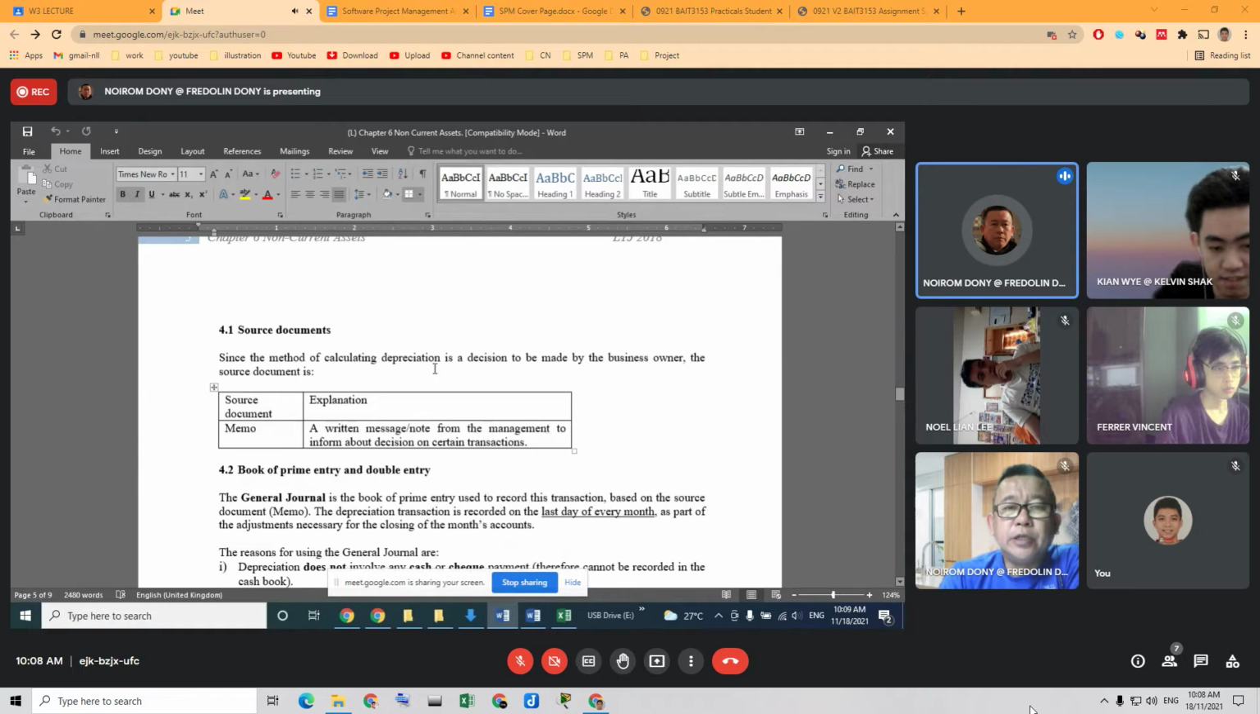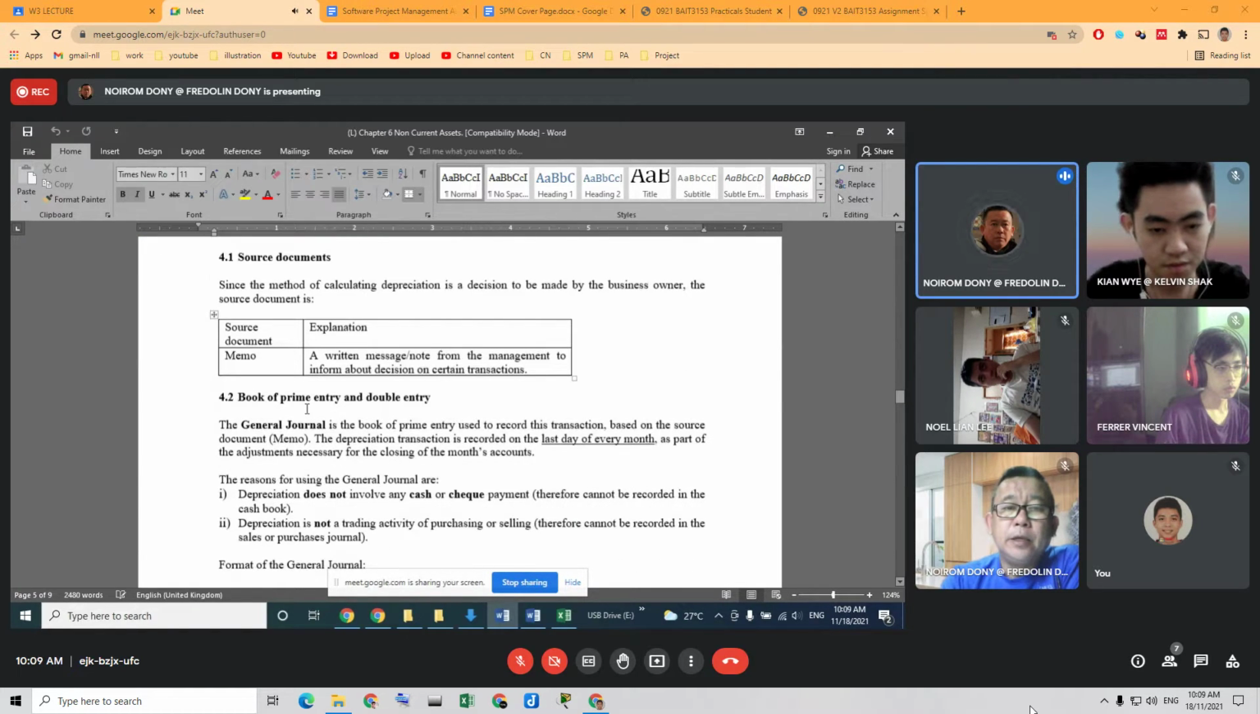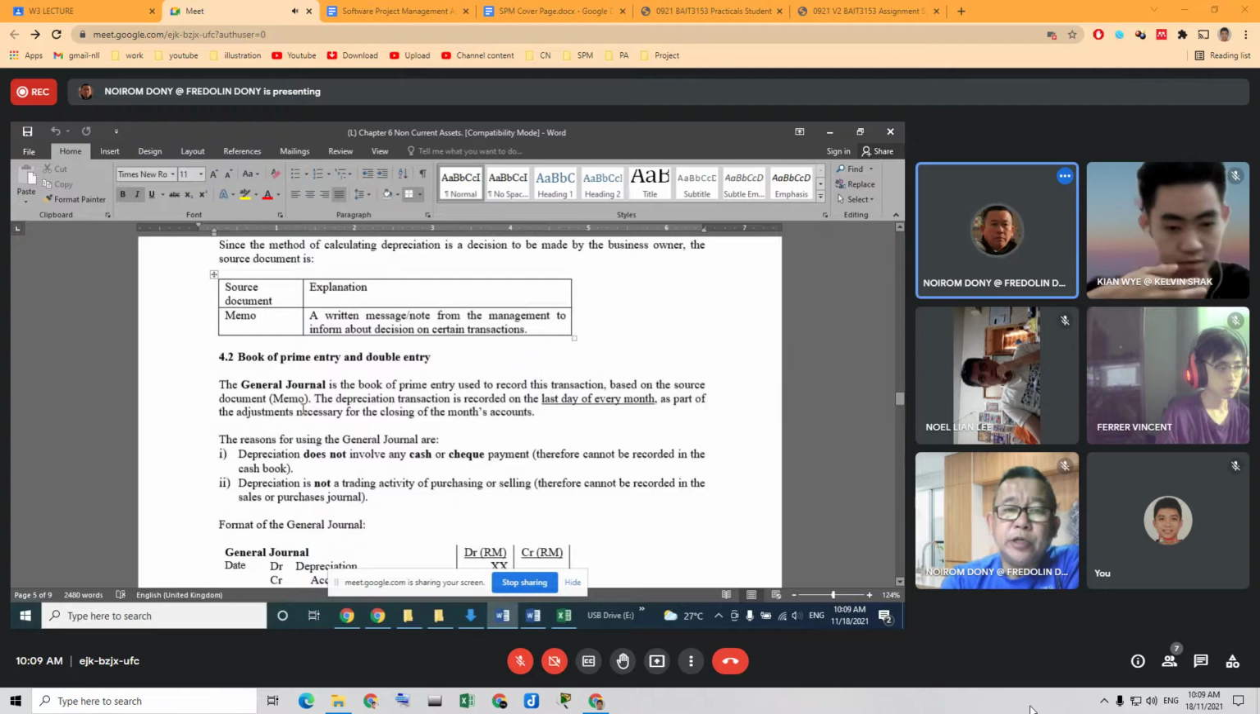Okay, since the method of calculating depreciation is a decision to be made by the business owner, the source document will be a memo. So what is a memo? It is a written message, a written note from the management to inform about a decision on a certain transaction. We are talking about depreciation here. Then the prime entry will be the general journal, based on the source document, the memo.